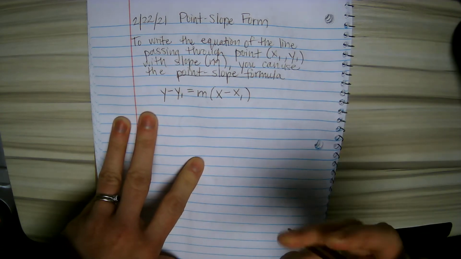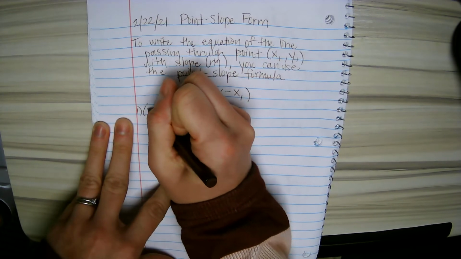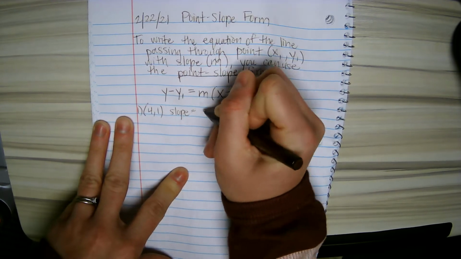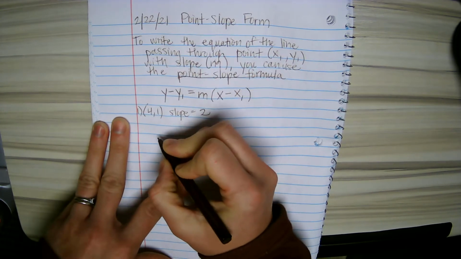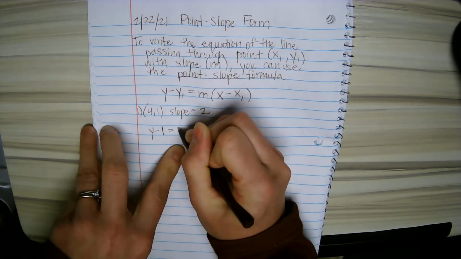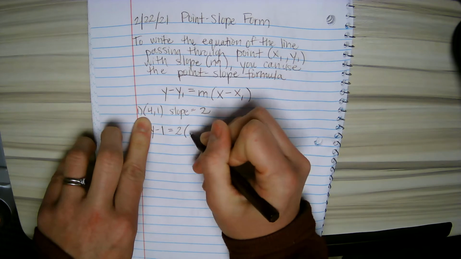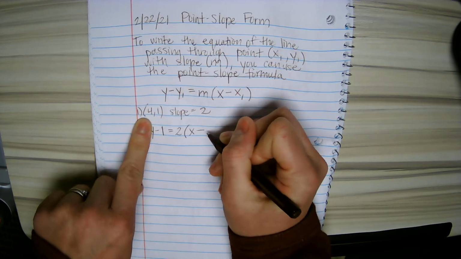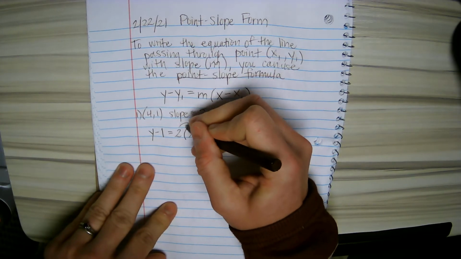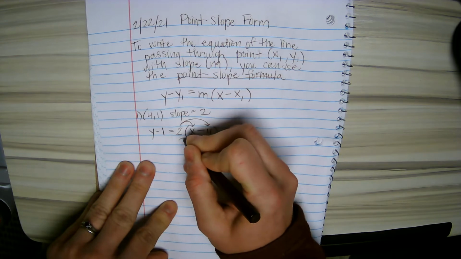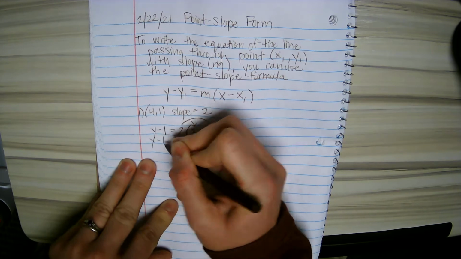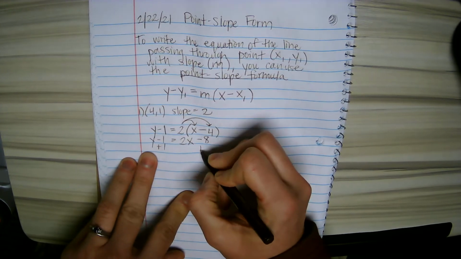So if we're practicing some of these with the point 4, 1 and the slope is 2, we would write y minus y1, which is 1, equals the slope, open parenthesis, x minus x1, which is 4. Then, of course, you could distribute and solve, so you can multiply through 2x minus 8. And then you can add 1 to both sides.